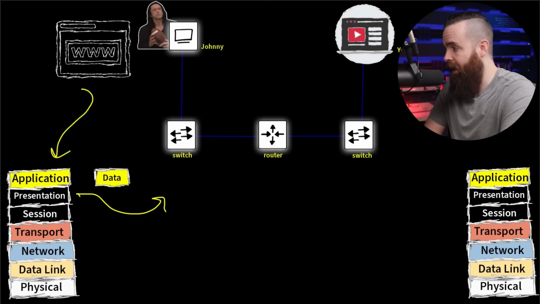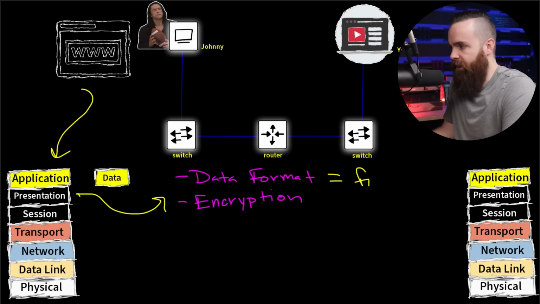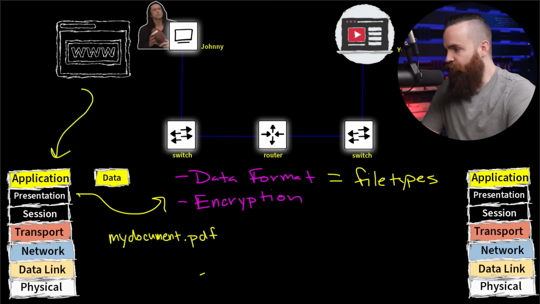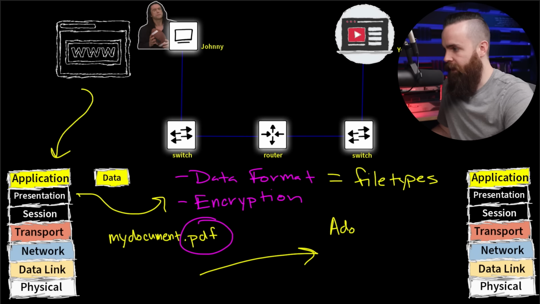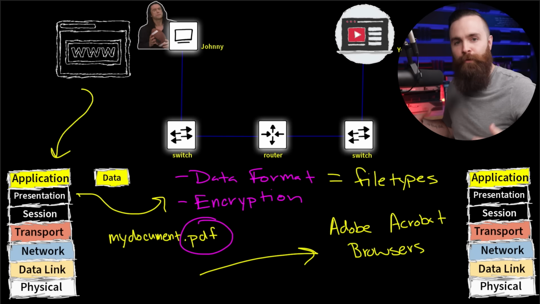Now, data format, what does that mean? One way to think about data formats is to think about file types. Let's say I send you a document. It's called mydocument.pdf. When you try to open that document at your computer, what happens? Well, it opens because you've got programs and applications that know how to use PDF documents. That's the data format. Adobe Acrobat, even most browsers, can open up PDF documents no problem. It's a common format that we've all agreed to use for things like this.